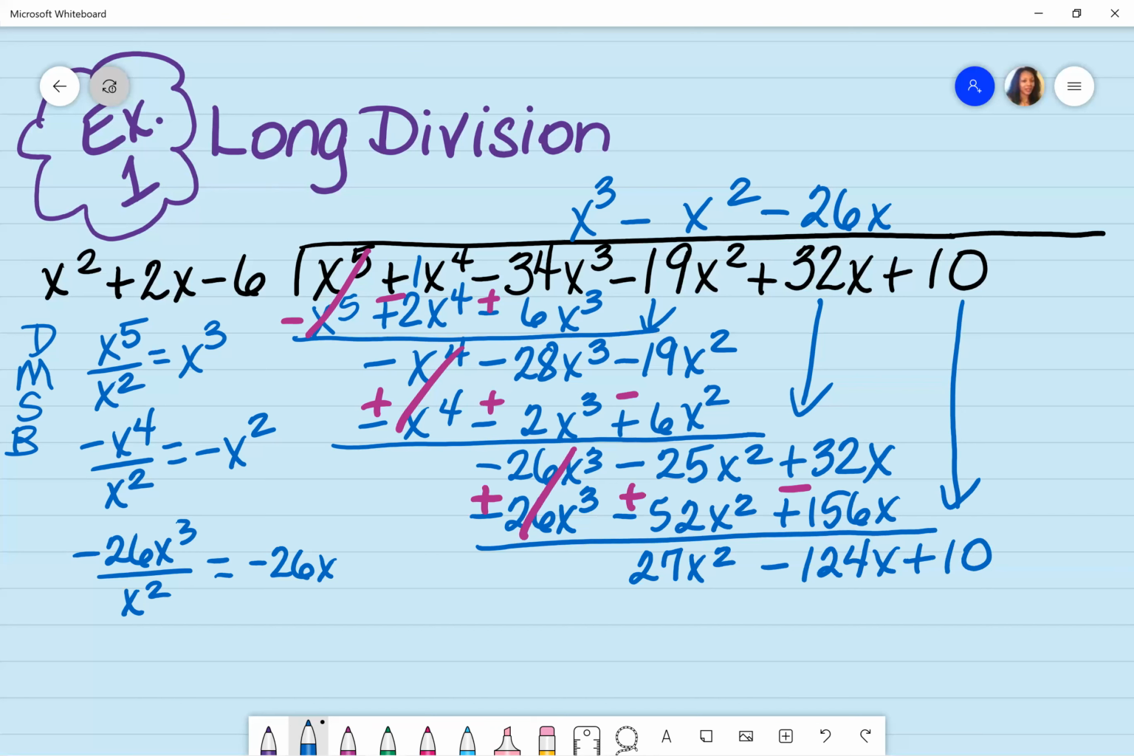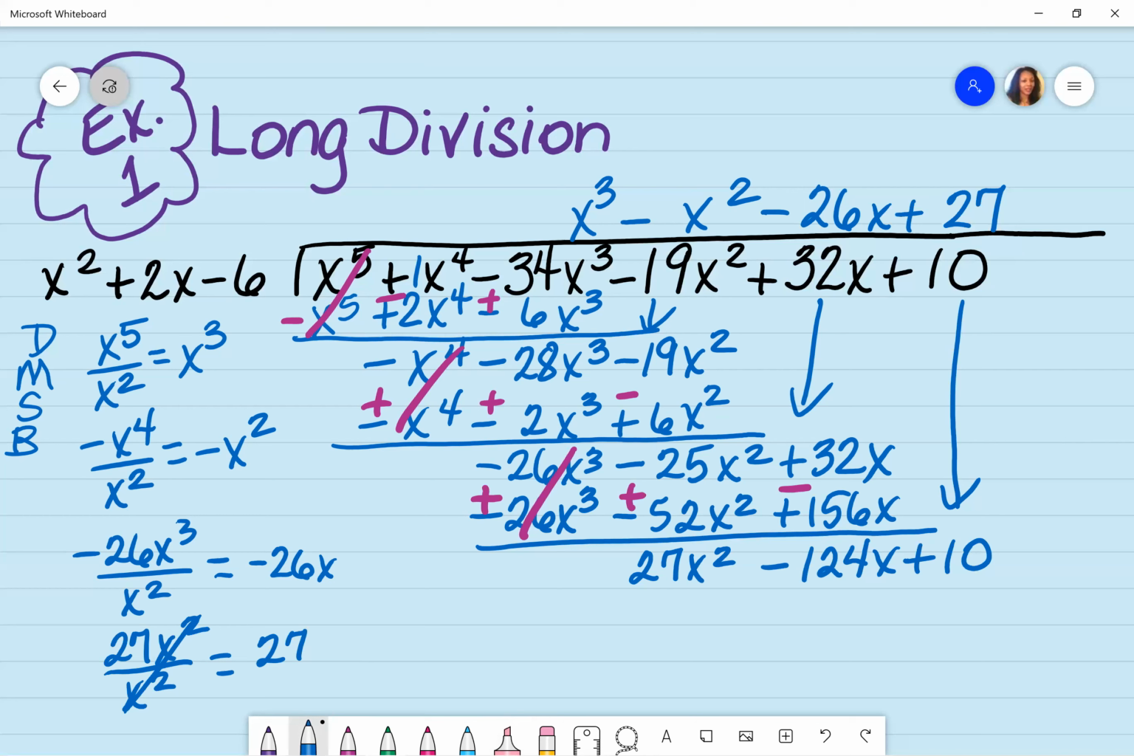Start the process again. I take my first term, 27x squared, and I divide it again by the first term of my divisor. The x squareds go away, 2 minus 2 is 0, and I'm left with 27. So that's going up on top because this is my quotient, plus 27. I take 27 and I multiply it out because, again, I have to finish all of those steps. I can't just stop once I put that final number there.